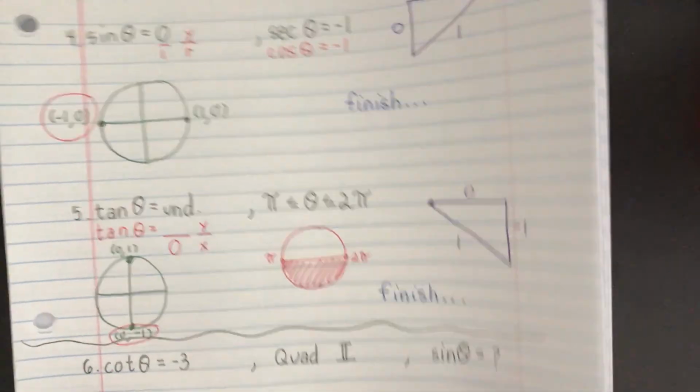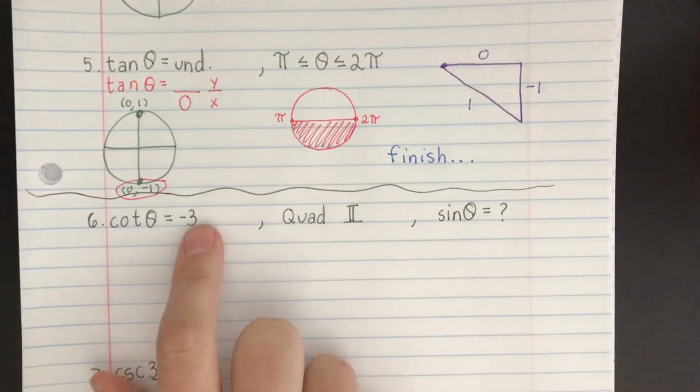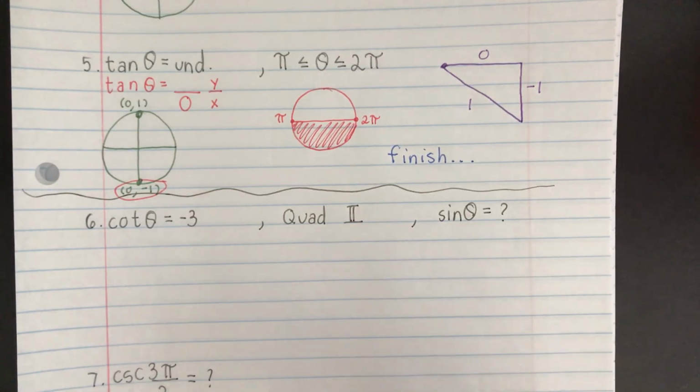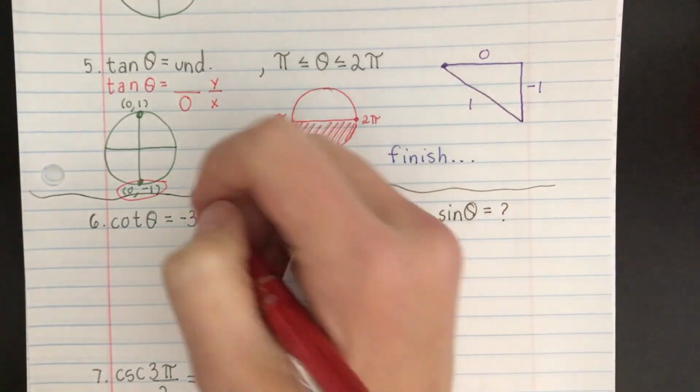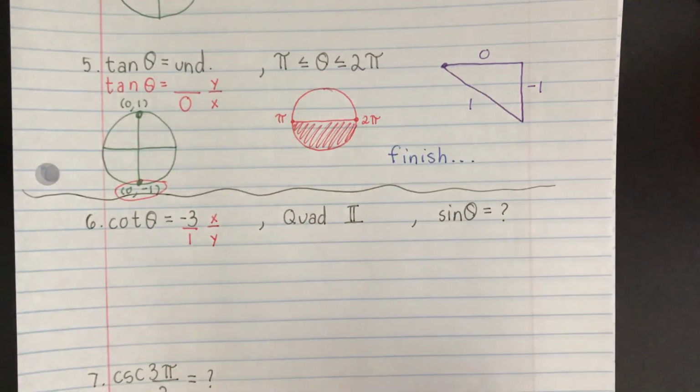Okay, last two here. I know this is a lot. Cotangent of theta equals -3. Okay, we're not talking about the unit circle. -3 is not a point on the unit circle. So we do know cotangent is x over y. We know that -3 can be rewritten as -3 over 1.